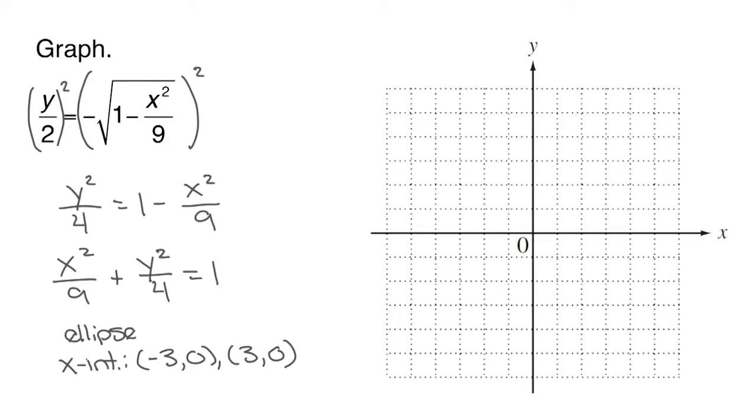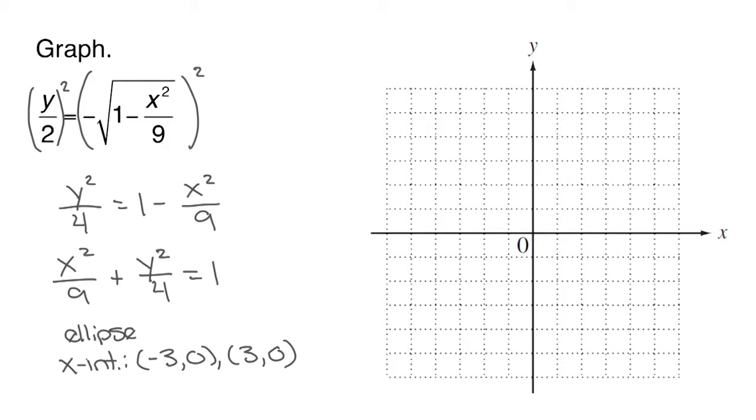B squared is equal to 4, and so b is equal to 2, which tells us that the y-intercepts of this ellipse are at 0, negative 2, and 0, 2. However, we need to look at the original equation that we were given, which is y over 2 is equal to the negative of a square root.